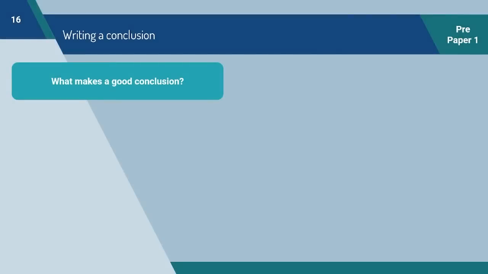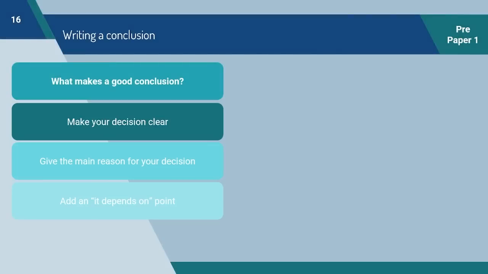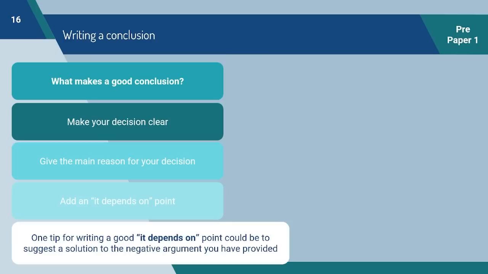So what makes a good conclusion? Make your decision clear. Use the words of the question ideally. So if it's about impact, if it's about effect or importance, try and use that word in your conclusion. Give the main reason for your decision and add an it depends on point.